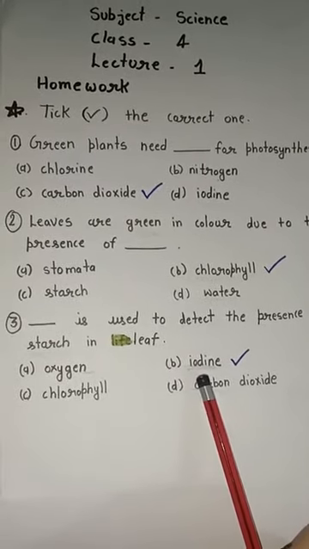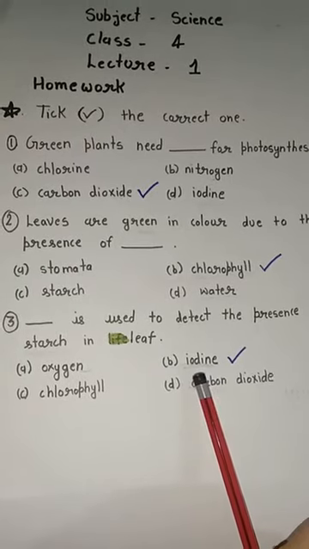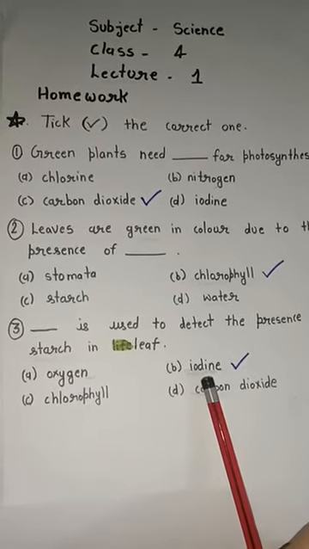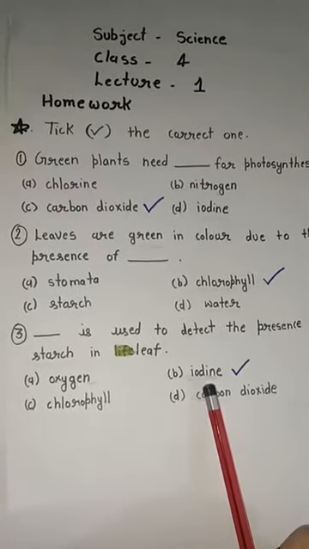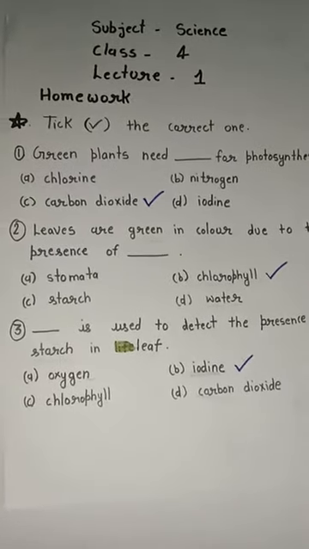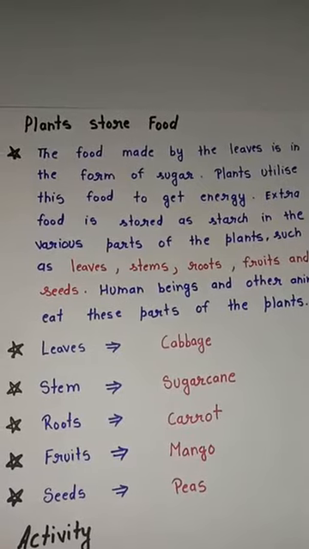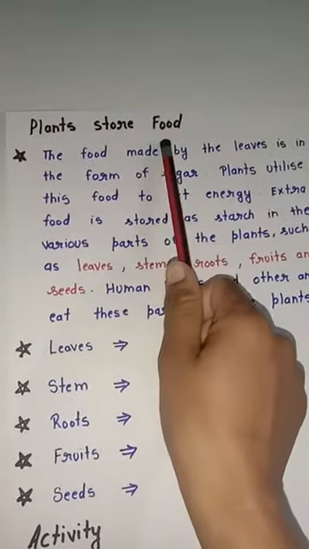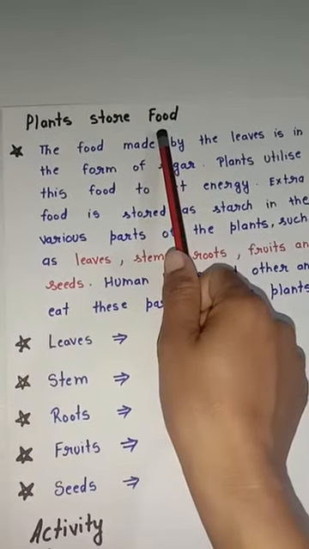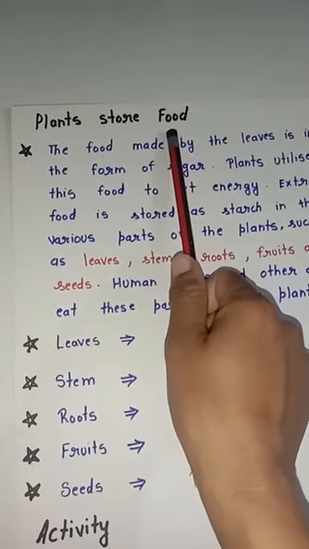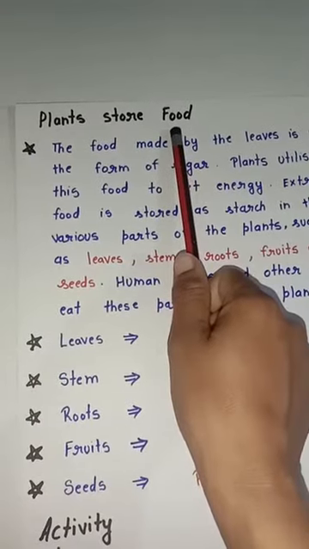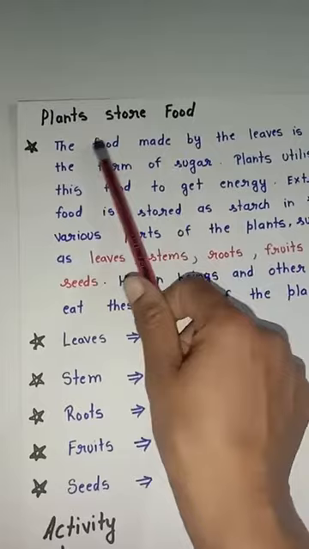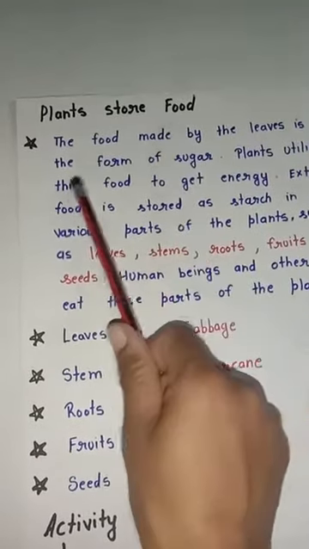Now it is a time to start our new lecture of lecture 2, new explanation about lecture 2. Listen carefully. Yeah, students, now continue. Yes, our topic is plants store food. In lecture 1, I explained how plants prepare their food, by which part of the plant prepare food. Here we have to discuss how plants store food.